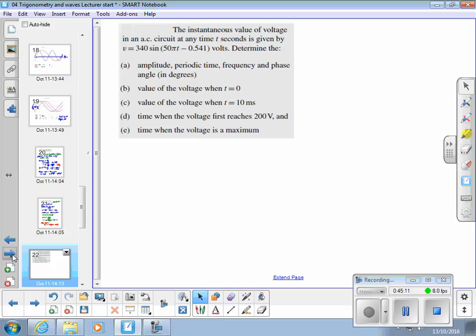The instantaneous value of voltage in an AC circuit at any time t is given by V equals 340 sine 50 pi t minus 0.541 volts. Leading or lagging? Negative angle means lagging, right? So immediately it's lagging. But the question says determine the amplitude.